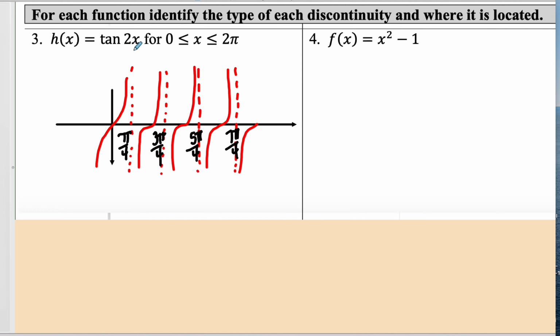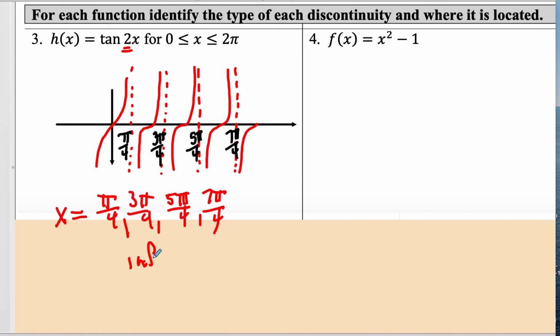We have tangent of 2x. The 2 is going to affect the period. The period will now be half as much. Normally the period is pi. Now the period will be pi halves. These were all the places where we're going to have this vertical asymptote. So the answer is it's discontinuous at pi fourths, 3 pi fourths, 5 pi fourths, 7 pi fourths, and this is all because it's an infinite discontinuity.